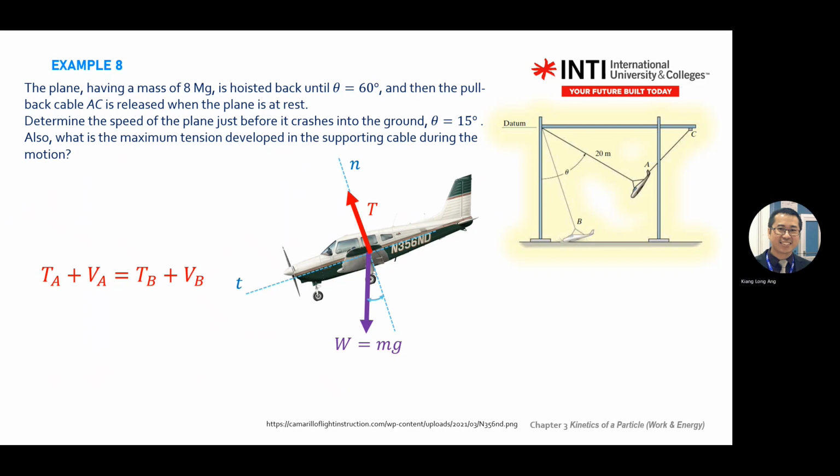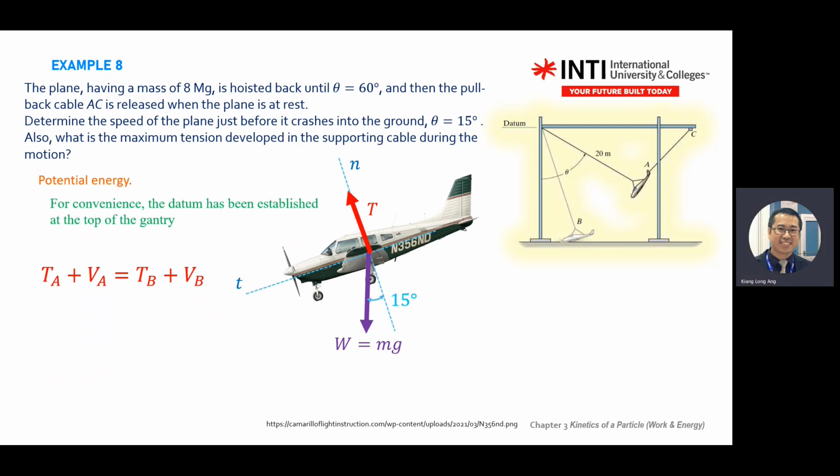Then, what's the angle? 15. This is before the crash. Why do you focus on 15? Because it tells you to focus on 15 before it crashes. So there is a diagram difference between A and B. So focus on what the question wants you to find. The force is different between A and B.